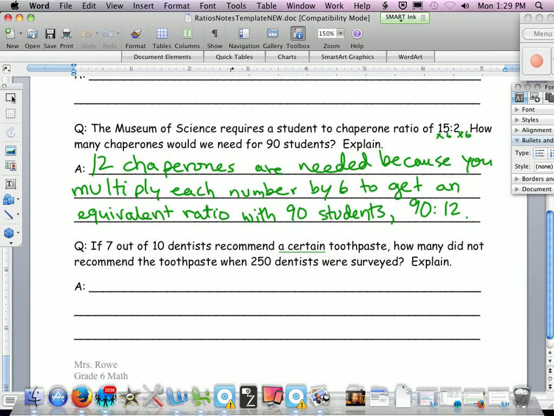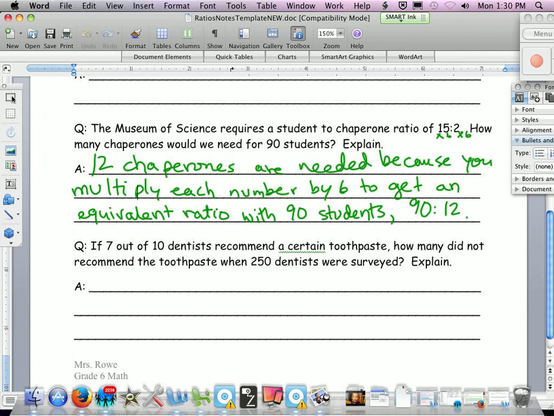If 7 out of 10 dentists recommended a certain toothpaste, how many did not recommend the toothpaste when 250 dentists were surveyed? So go ahead and think about your strategy to find out how many actual dentists do not recommend the toothpaste. If 250 dentists are surveyed, and 7 out of 10 do recommend the toothpaste.